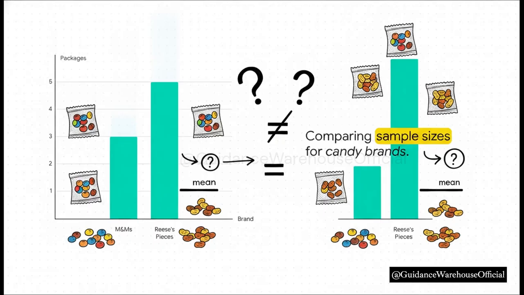Now, to test this, we literally go out and buy 3 small packages of M&Ms and 5 small packages of Reese's Pieces. We count them up, calculate the mean for each brand, and plot them. It's great to visually represent the means from our 3 M&M packages against our 5 Reese's packages to get a sense of the data. But remember, a visual guess is not statistical proof. Are they truly equal, or is the difference actually statistically significant?